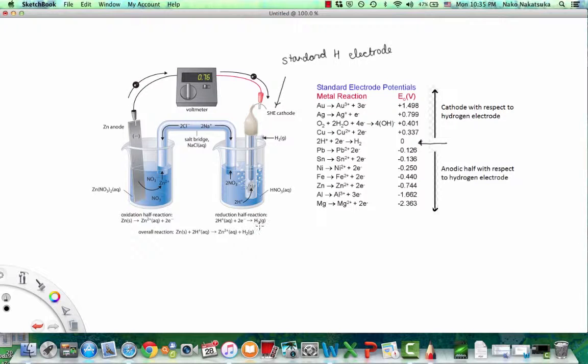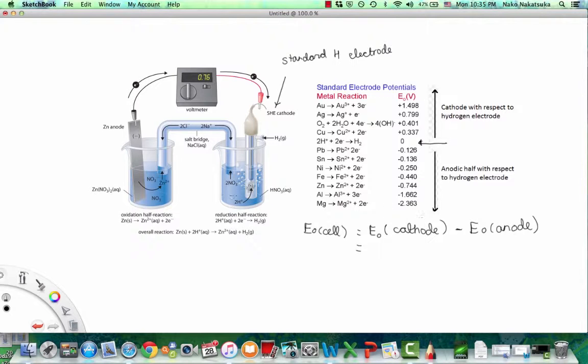So from here, the potential energy difference for the whole cell can now be written as E cell is the E of the cathode minus the E of the anode. So in this example, what would E cell be?